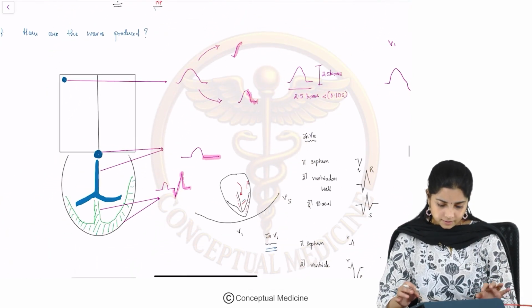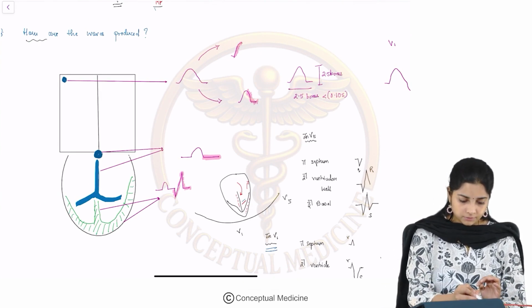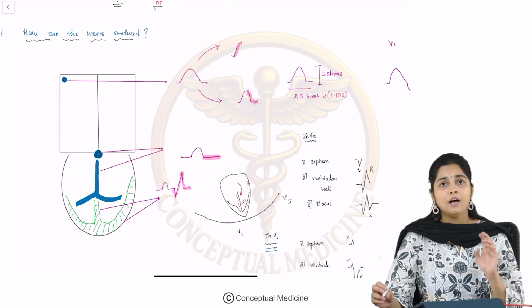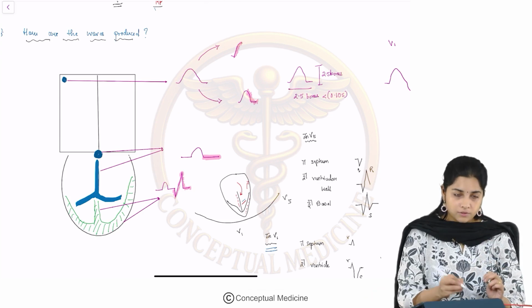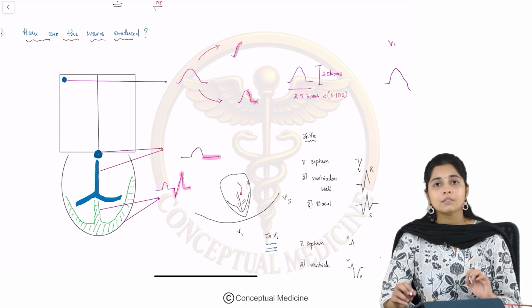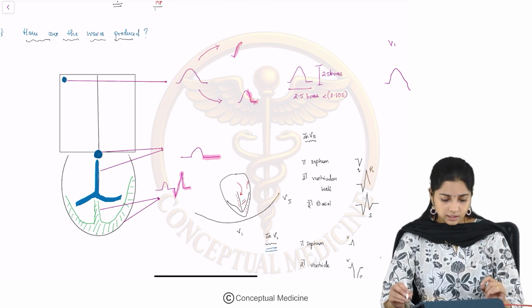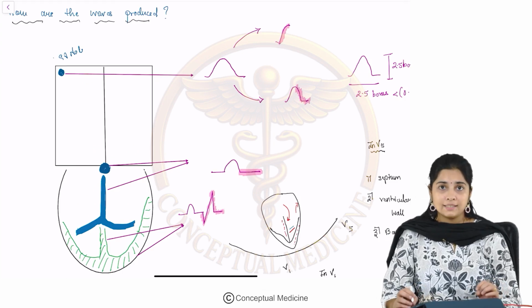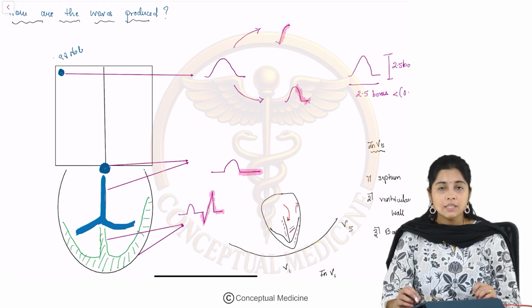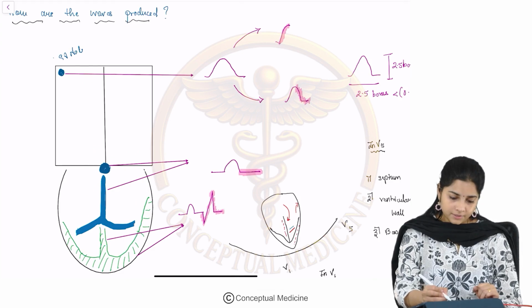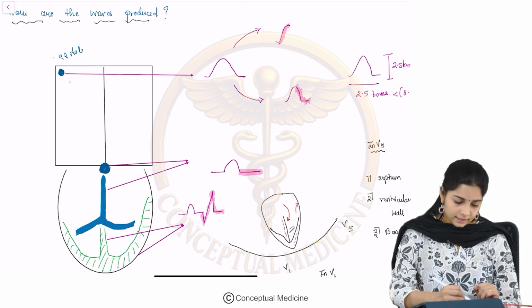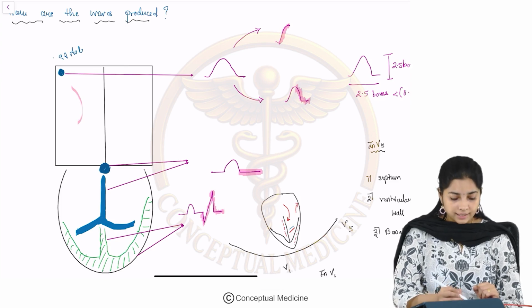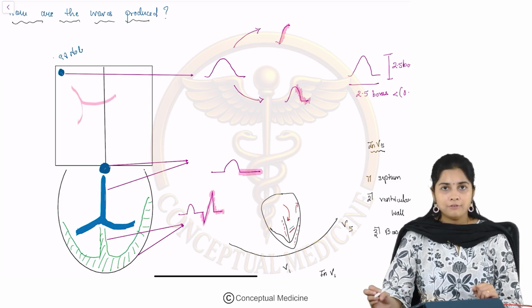Now, let us move on to the next question. How are the waves produced? This is a line diagram showing the conduction system of the heart. This is your SA node. When the electrical activity comes from the SA node, what happens? First it depolarizes the right atrium and then it depolarizes the left atrium.